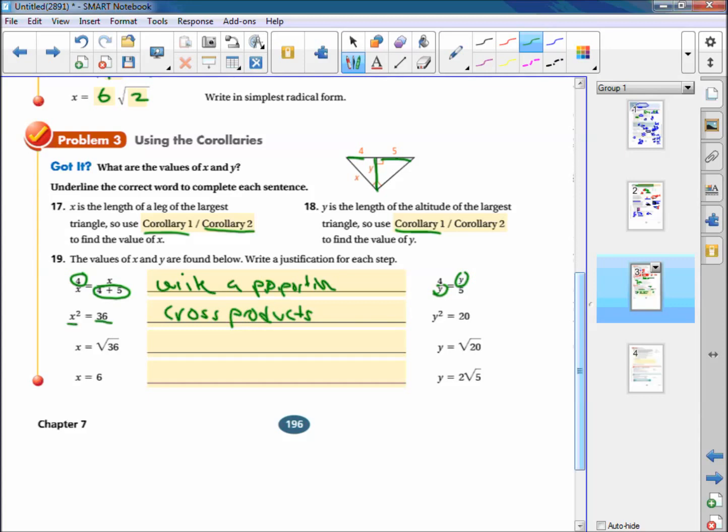And then we're going to square root both sides, only worrying about the positive square root. All right, and then we'd simplify the square root. So here we get x equals square root of 36, but the square root of 36 is just 6. And on this side, we have y squared equals 20, 4 times 5 for 20. Square root both sides, we get the square root of 20. The square root of 20 is the same as the square root of 4 times the square root of 5, so that's 2 root 5.